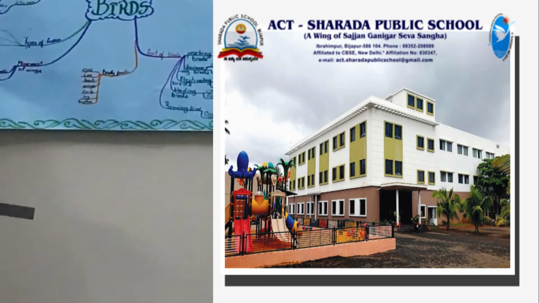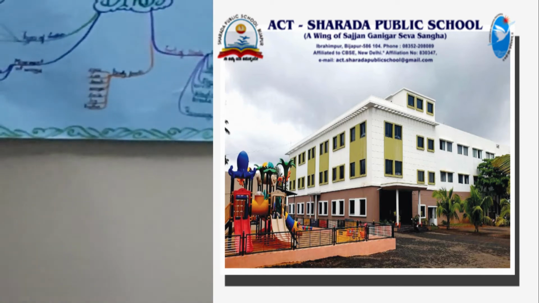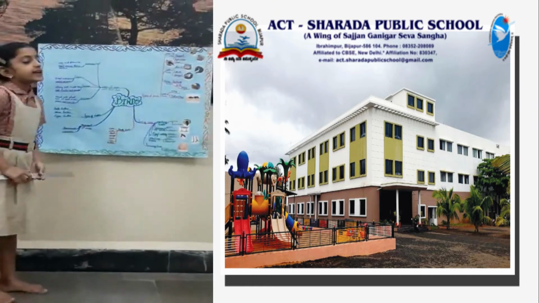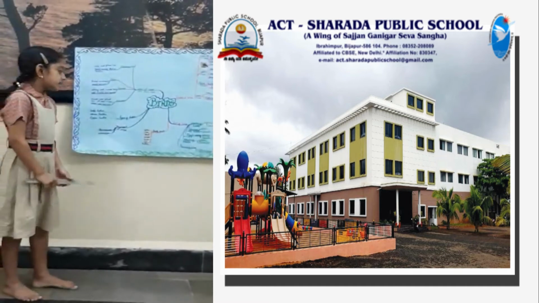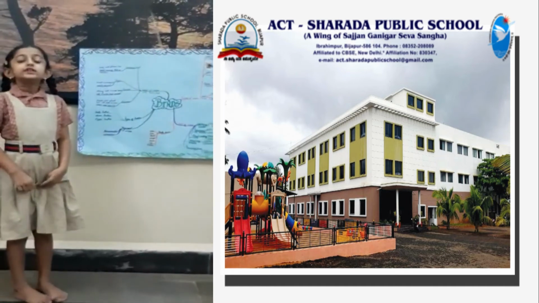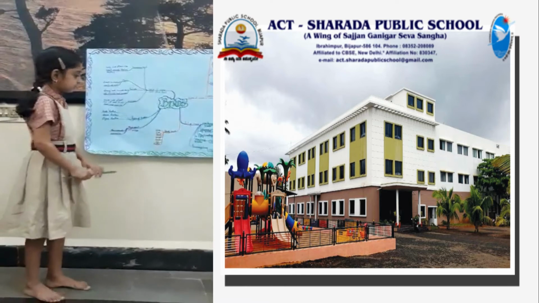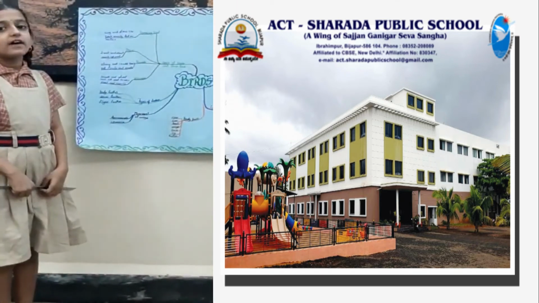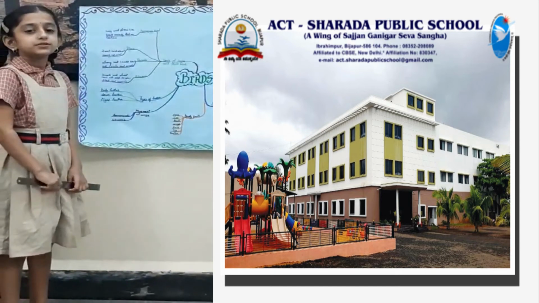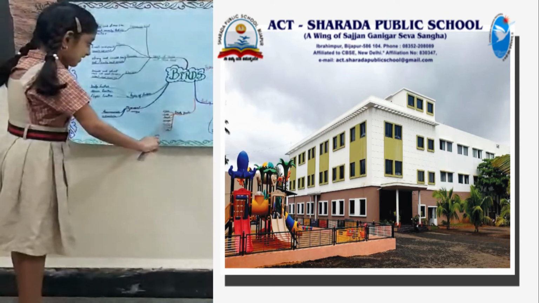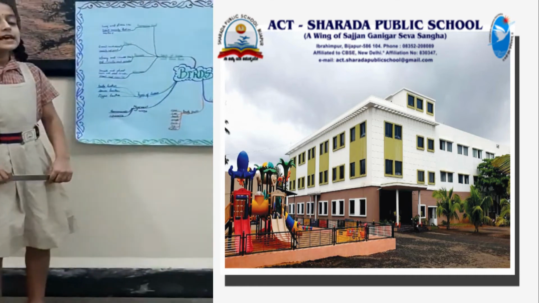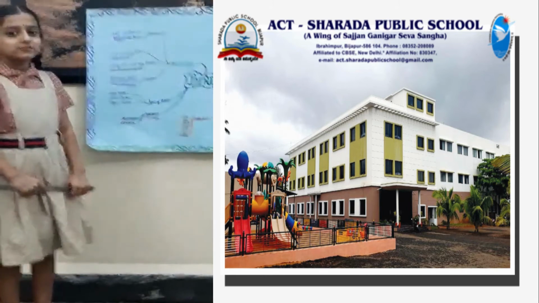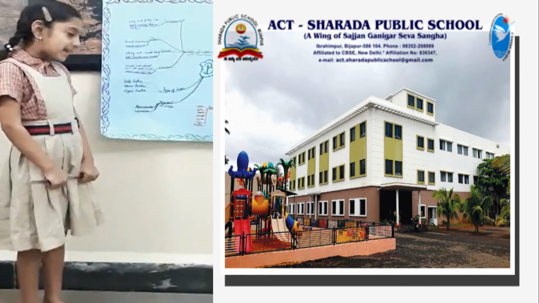Let's know about a few body parts of birds. Eyes. They have sharp eyes. Ears. They don't have external ears. Beak. They have a beak and they don't have teeth. Wings. Wings help them to fly. Tail. Tail helps them to balance.